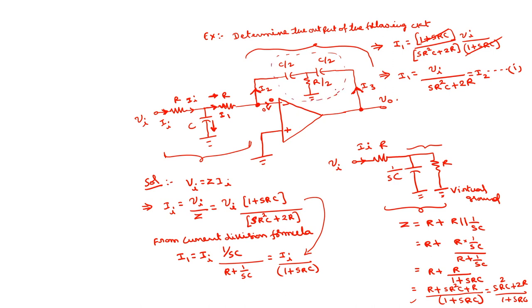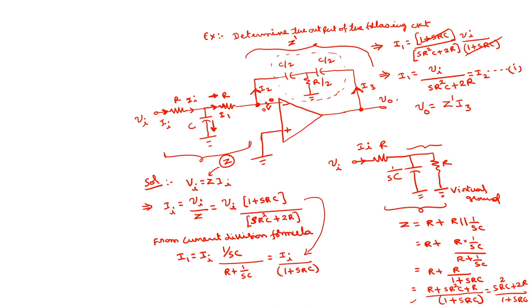If I know this impedance, simply V0 is equal to Z dash into I3. Here this Z dash I am calling as this impedance. This you call as Z. Similarly, I will call this one as Z dash. So, what is Z dash? Z dash is, this is at ground potential.